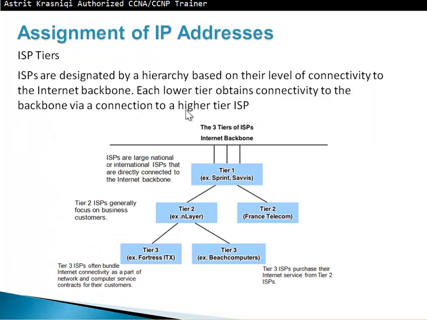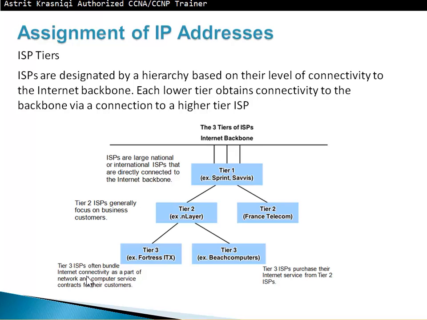Last thing is the ISP tiers. ISPs are designated by hierarchy based on the level of connectivity to the internet backbone. Each lower tier obtains connectivity to the backbone by connecting to the higher tier ISP. So if you think of it, okay, this is the internet backbone. So we have tier 1 ISPs that are large national or international ISPs that are directly connected to the internet backbone. Then we have tier 2 ISPs, generally focused on business customers, and then we have tier 3.